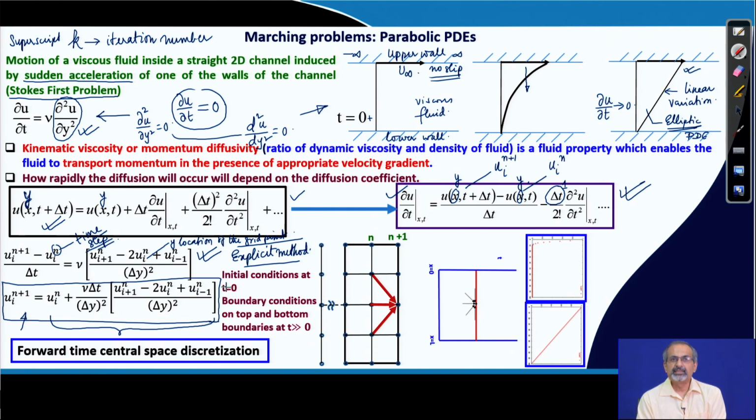You have to impose initial conditions at t equal to 0 from where you start solving the problem, like you can see over here, the fluid is at rest. So, everywhere u has to be set to 0, and then you have to impose the boundary conditions on top and bottom boundaries at t greater than or equal to 0.